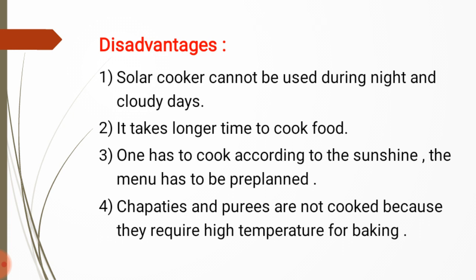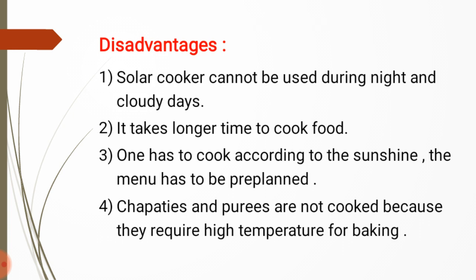The second disadvantage is it takes longer time to cook food. That means generally with the help of fossil fuels we can cook food. It requires very low time, but with the help of solar cooker the time required to cook the food is large as compared to using fossil fuels. So this is the disadvantage of the solar cooker.